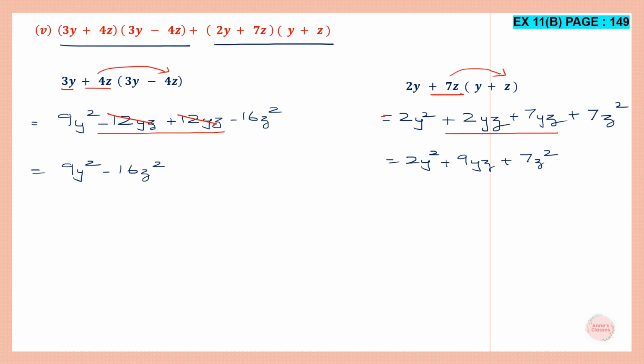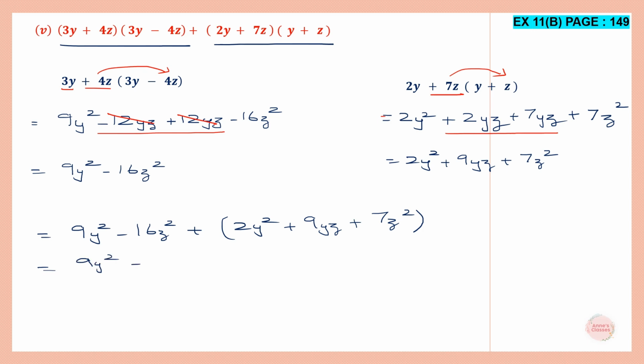So now we have two answers. We have one answer here and one answer here. We have to add up the two answers. So let's try the next step below here. 9y square minus 16z square plus, we have to add up the next one, that is 2y square plus 9yz plus 7z square. Now let's remove the brackets. 9y square minus 16z square plus 2y square plus 9yz plus 7z square.